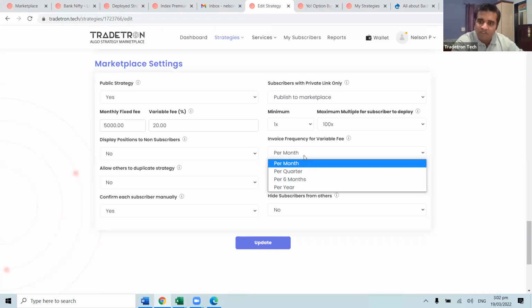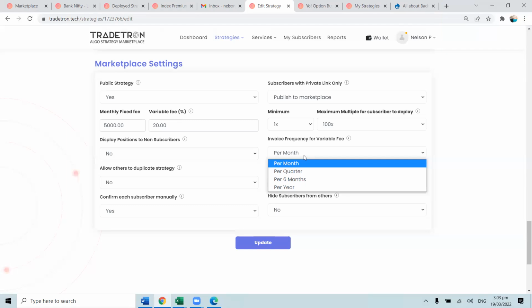Assuming he deployed on 19th, and on 24th you generated an invoice for him to pay the variable fee for the profit generated in the past 4 days, then after 24th, the next invoice that you will be able to charge him will be only after 1 month. You're getting me, right? The first invoice will be based on just 3 to 4 days. The first invoice you can charge at any point in time, like 10 days, 15 days, 20 days, or after 1 month, that's fine. But from the second invoice onwards, it will calculate at least 1 month as time. Yes, please, sir, you go ahead.